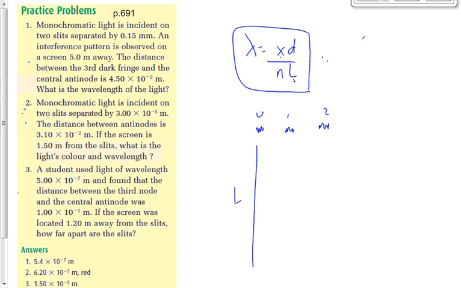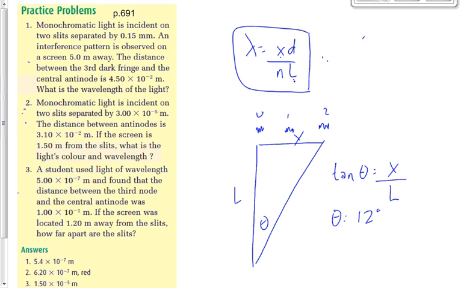This would be L, right? This would be X. This would be theta. So you could find theta using the inverse tan function. Tan theta is equal to opposite over adjacent. Tan theta is equal to X over L. You'd solve for theta there. Okay, and you'd probably find that angle to be bigger than 10 degrees. Then you would go back and say lambda is equal to d sine theta over n. Now, we can do that every time, but we don't want to do that every time.